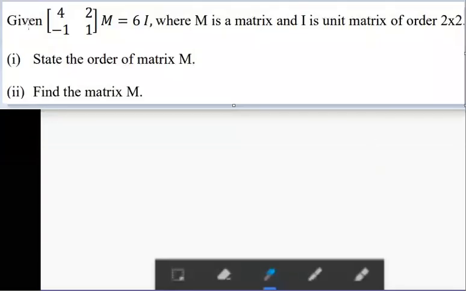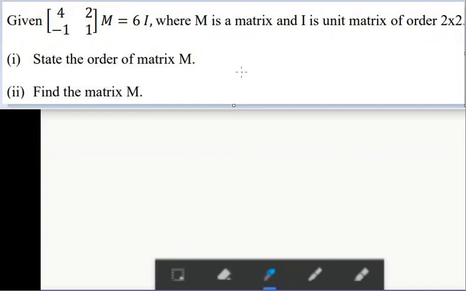So we are given a matrix [4, -1; 2, 1], which is being multiplied by M, and it equals 6 times I, where M is a matrix and I is the unit matrix of order 2 by 2. So this I is a 2 by 2 identity matrix. We are asked to state the order of matrix M, and to find the matrix M.